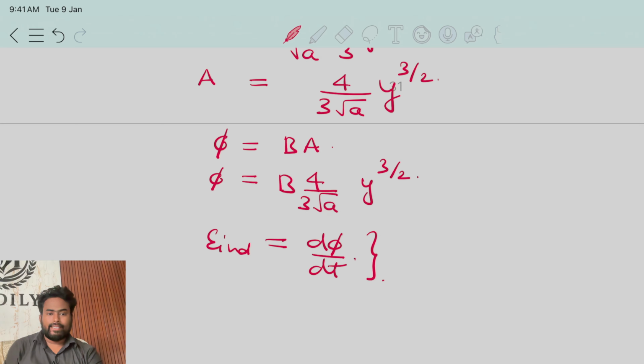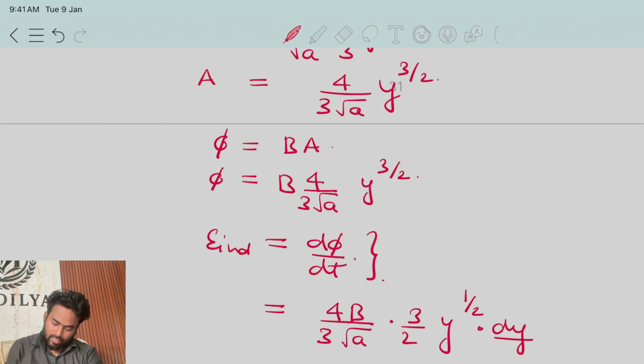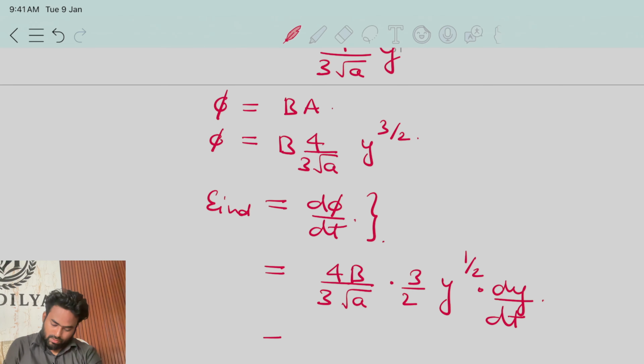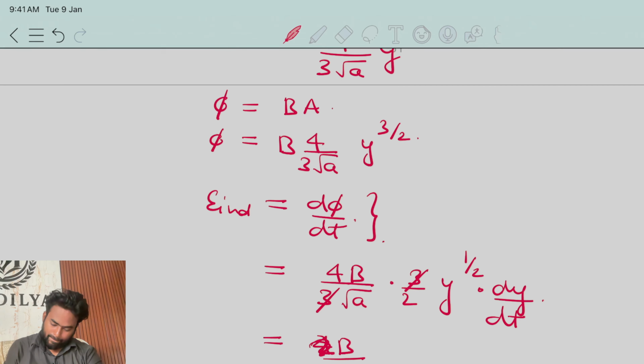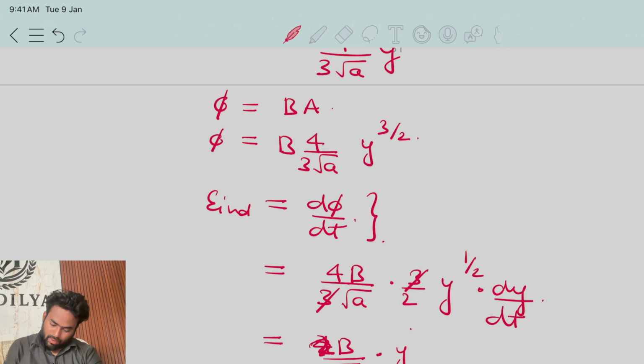So d phi by dt. Now we're going to differentiate it. So 4b by 3 root a, y power 3 by 2. So it will become 3 by 2, y power 1 by 2, and then dy by dt. Okay, now 4b upon 3 will get cancelled, so it will become 2b by root a y power half into dy by dt.